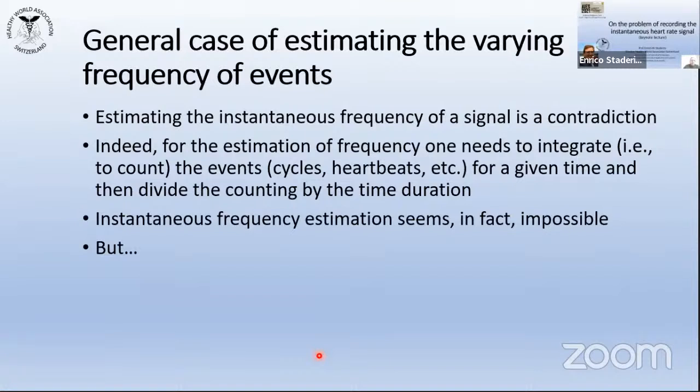So, as a matter of fact, estimating the instantaneous frequency of a signal is a contradiction. Because for any signal whose instantaneous frequency you are interested in, you need to count, you need to integrate. You have to count the events, cycles or heartbeats or whatever for a given time, and then divide the counting by the time duration. So it seems, in fact, that the instantaneous frequency estimation of any signal seems impossible.